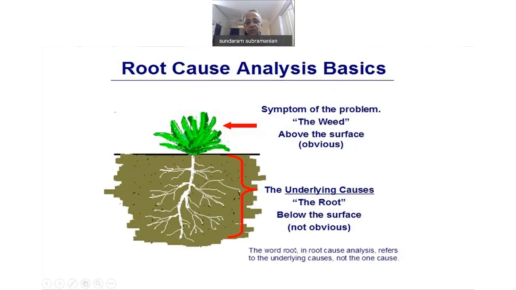The word root in root cause analysis refers to the underlying causes. Underlying causes, not one single cause. There are many roots. So we cannot say we'll catch one cause and find a solution, but tomorrow we may find another cause coming out and giving the same symptoms, and then you're not out of trouble anyway. So causes is the catchword here again.